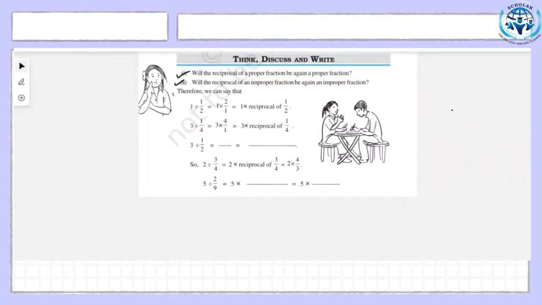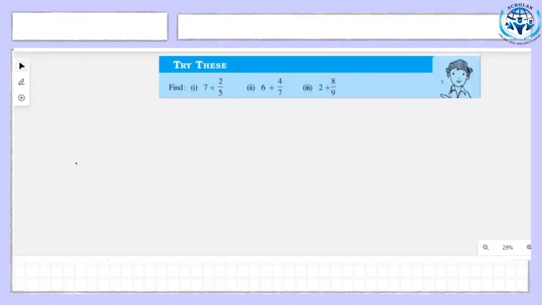Now fill in the blank spaces. 3 divided by 1 by 2, that means 3 into 2 by 1, that is 3 into the reciprocal of 1 by 2. Similarly, 5 into the reciprocal of 2 by 9, 5 into 9 by 2. Now we are dividing a whole number by a fraction, so we will reciprocate the fraction and multiply it with the whole number.